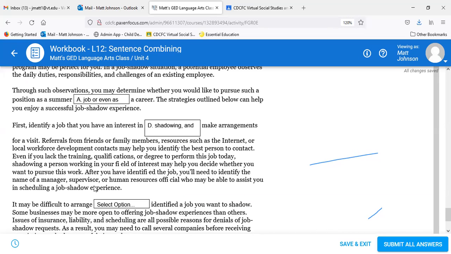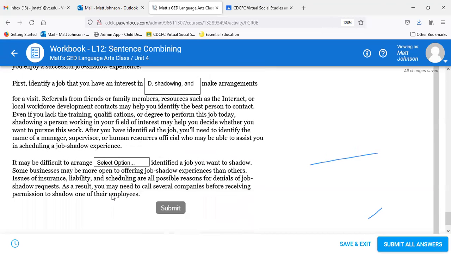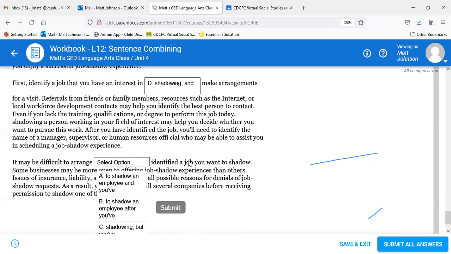Referrals from friends or family members, resources such as the internet or local workforce development contacts may help you identify the best person to contact. Even if you lack the training, qualifications, or degree to perform this job today, shadowing a person working in your field of interest may help you decide whether you want to pursue this work. After you identify the job, you'll need to identify the name of a manager, supervisor, or human resources official who may be able to assist you in scheduling a job shadow experience. It may be difficult to arrange to shadow.